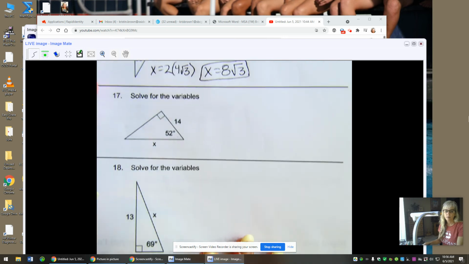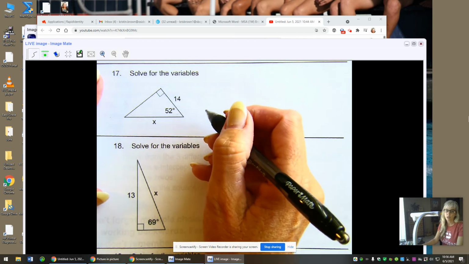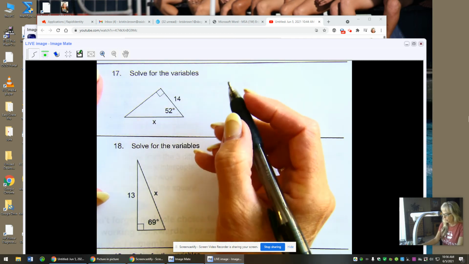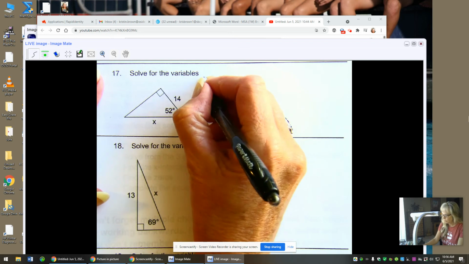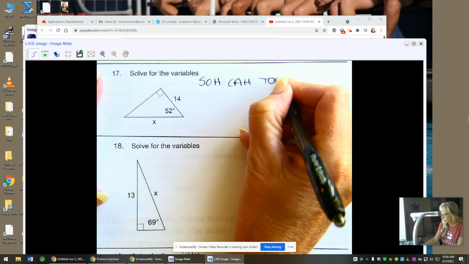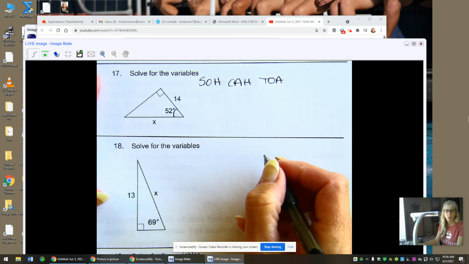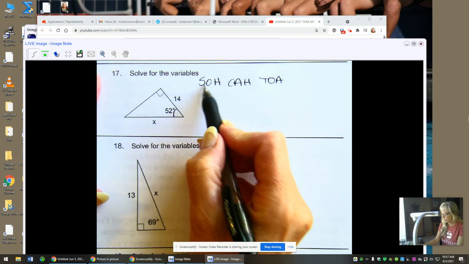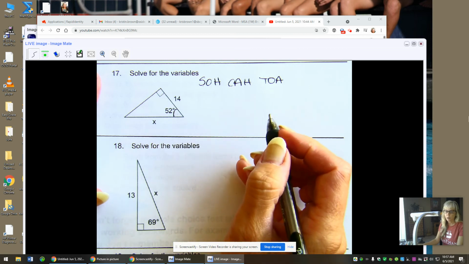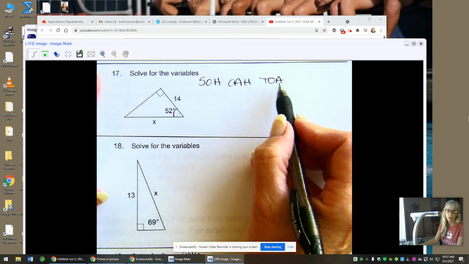Number 17. Solve for the variables. There's only one. Since they give us an angle and a side length, and it's a right triangle, this is an indication that it's a right triangle trigonometry problem. We could use SOHCAHTOA. And we start with our reference angle because we've got to figure out which trig function we're going to use, sine, cosine, or tangent. So we need to know, do we have opposite hypotenuse? Do we have adjacent hypotenuse or opposite adjacent?